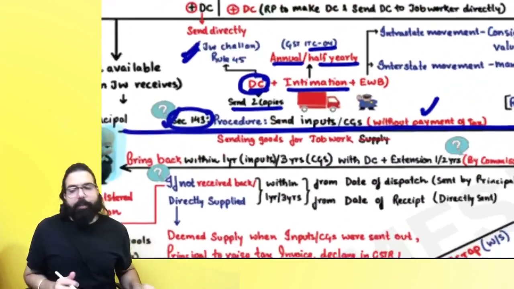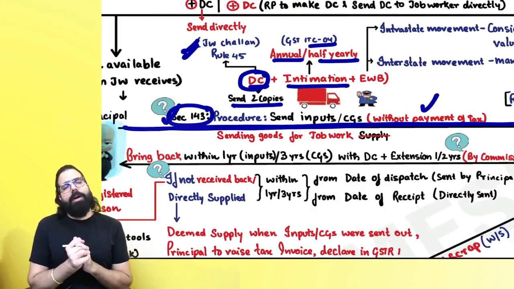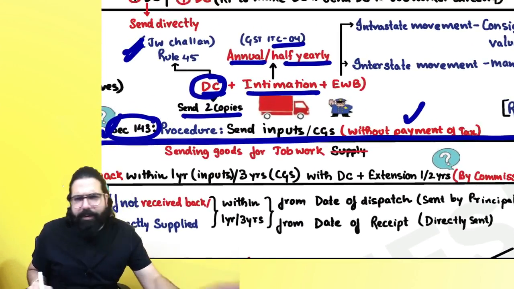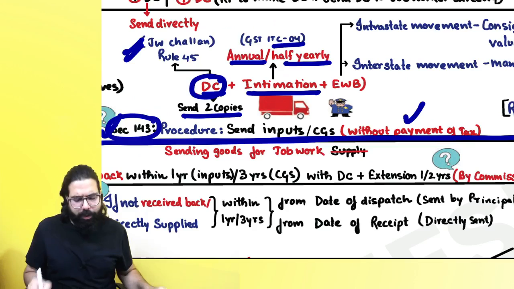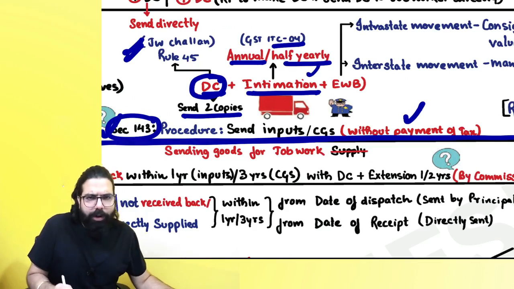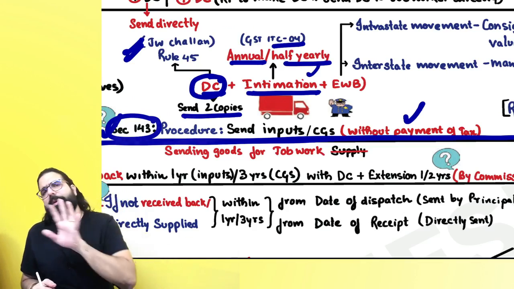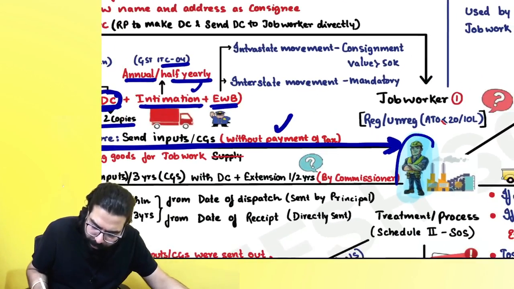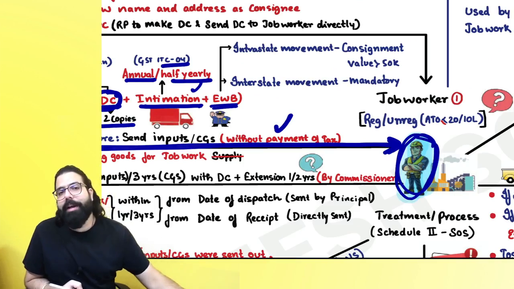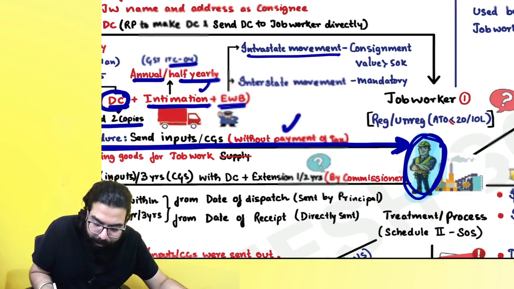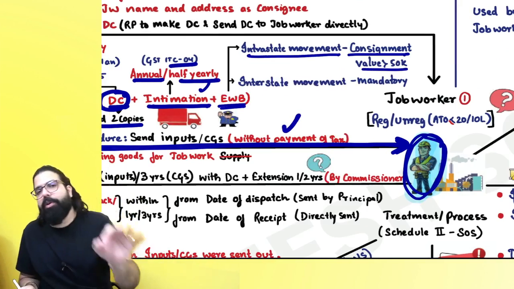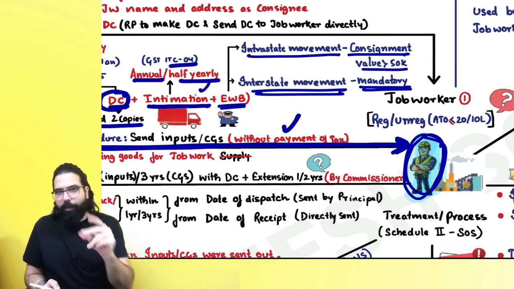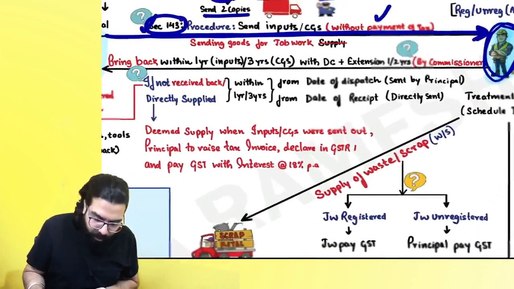Everyone over here, when you are sending the goods for job work, always remember one thing, sir, along with the delivery challan, you have to give an intimation half yearly or annually based on your turnover. Okay? You send along with a delivery challan plus an e-way bill. Remember, when you are sending the goods to a job worker, you have to generate an e-way bill in case of intrastate movement only when the consignment value is more than 50,000, but for interstate movement, it is mandatory. I hope you guys remember. Yes sir, we do remember.